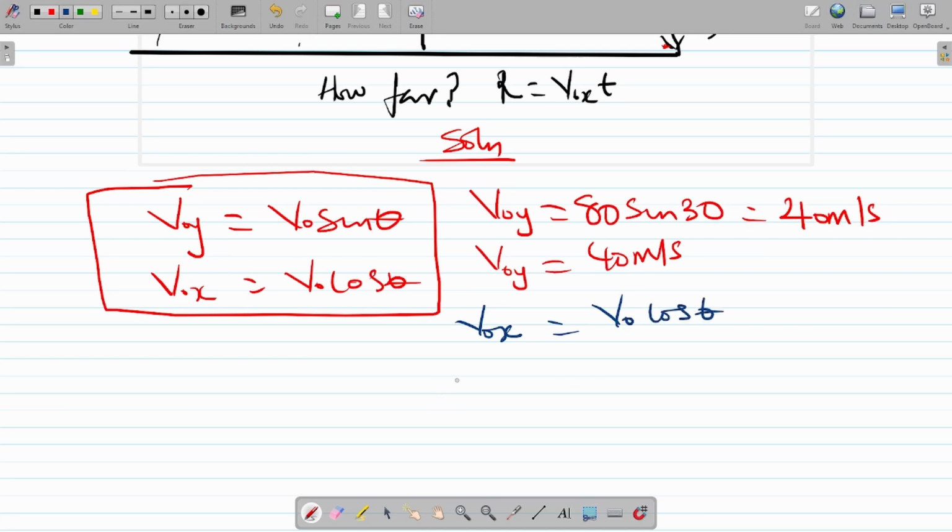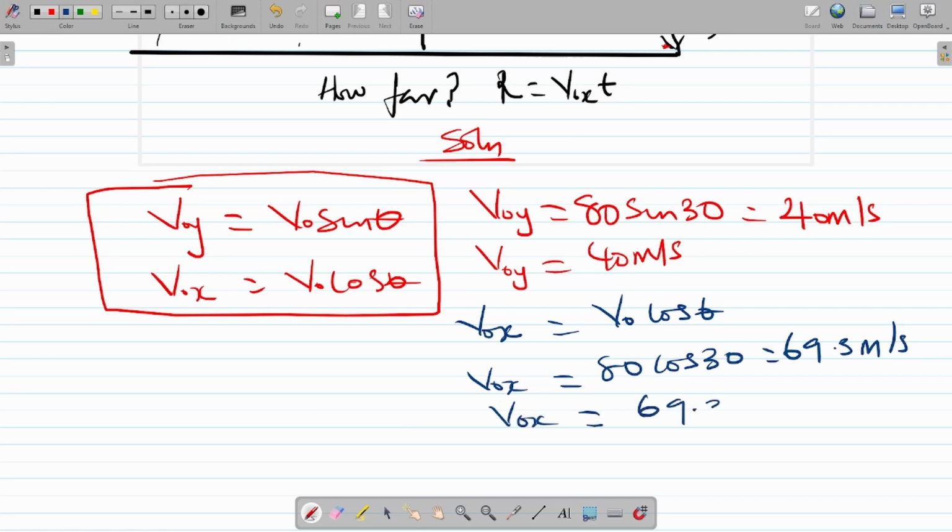Let me plug in values. We have v naught x is equal to, what is our initial velocity? We have it as 80 cos of 30. Let me use my calculator again. So 80 cos 30 is giving me 69.3. So this is equal to 69.3 meters per second. Therefore, we have our v naught x to be equal to 69.3 meters per second.